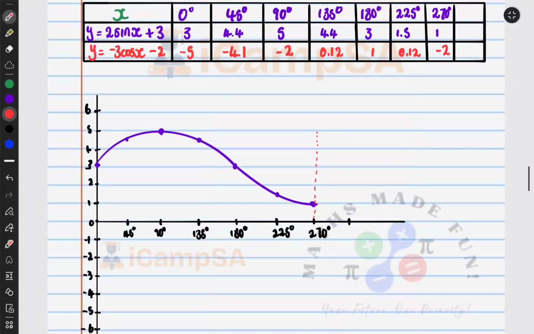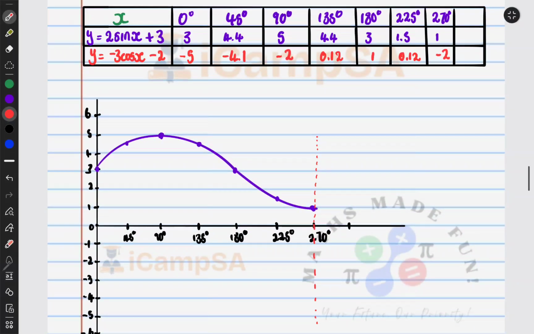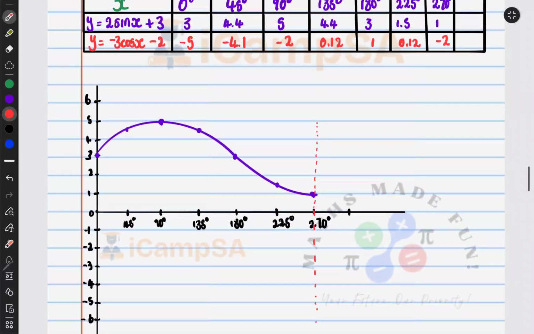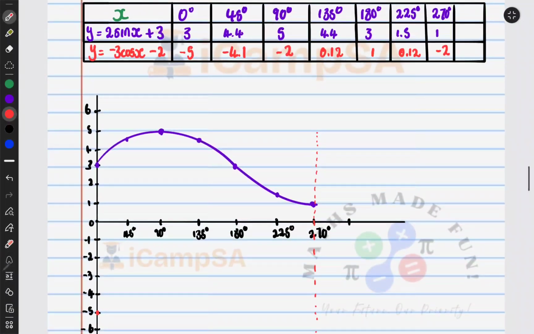Let's actually read the other function, where x is 0, y is -5 here, where x is 45, we have -4.1, so it's just below 4. At 90 we have -2, so it's gonna be there. 180 is 0.12, a positive 0.12. That's 135, by the way.